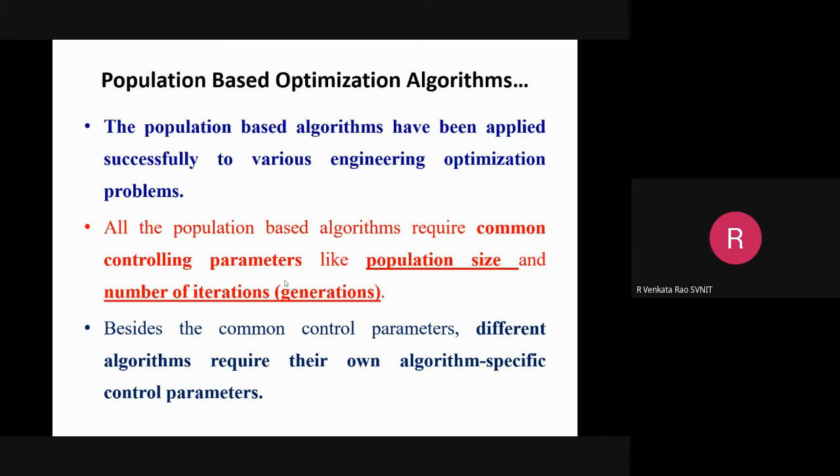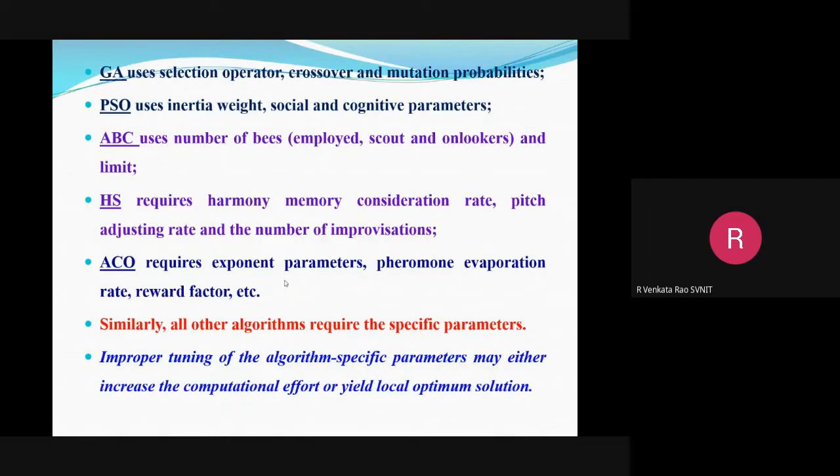But in addition to that, there are some other parameters known as algorithm-specific parameters, algorithm-specific control parameters. For example, if you take a genetic algorithm, that uses selection operator, crossover probability, mutation probability, like that. So let us say crossover probability of 0.9, mutation probability of 0.05, and selection operator, roulette wheel selection. Then when you run that program for a population size and number of iterations with crossover probability of 0.9, mutation probability of 0.05, and selection operator roulette wheel, you may get some final solution.